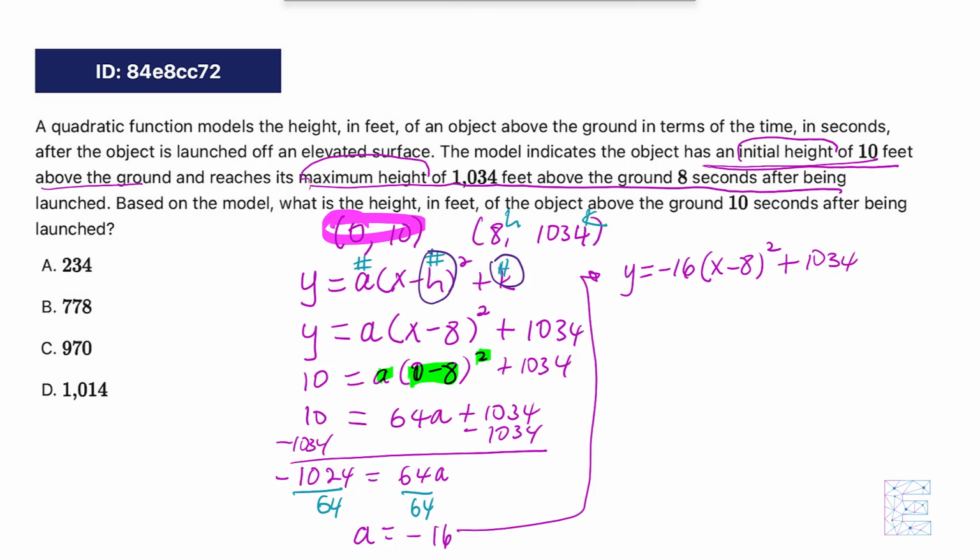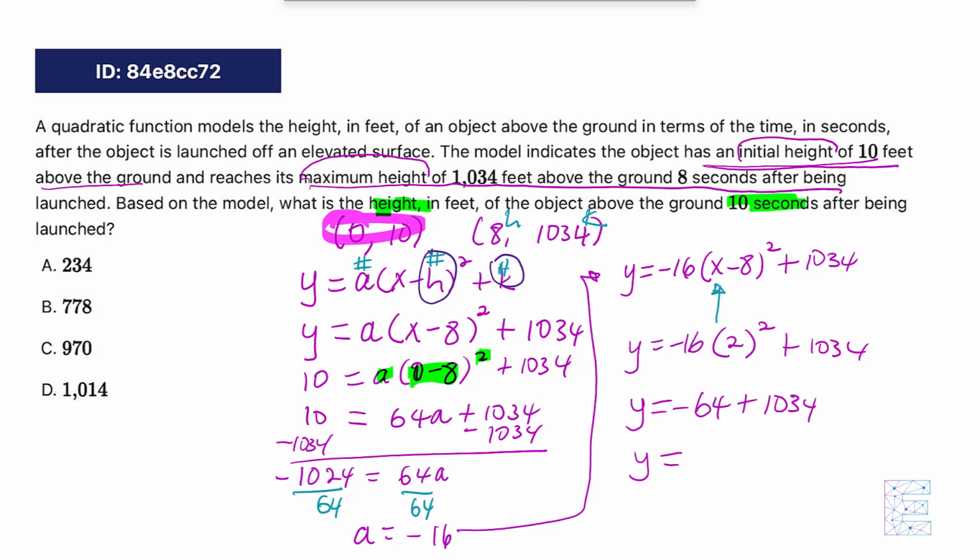And now to answer the question, we wanted to know the height of the object after 10 seconds. All right, all we do is plug in 10 right here. Remember, x stands for time, and then do the math. You can use your calculator if you want to. 10 take away 8 is 2. Then you're going to square that plus 1034. When you do the math, you have y equals negative 16 times 4 is negative 64 plus 1034. Negative 64 plus 1034 is 970, which makes C the correct answer to this question.